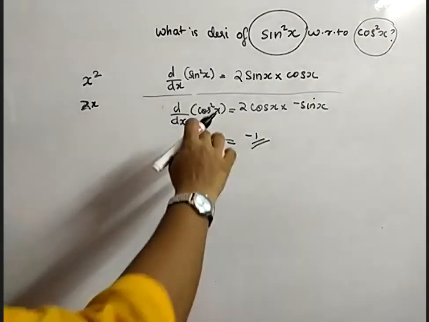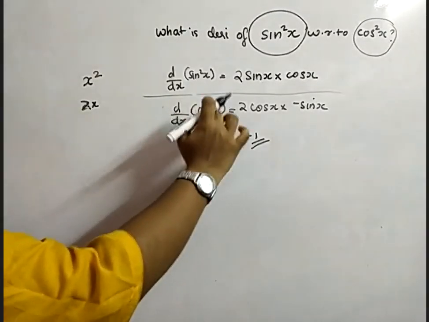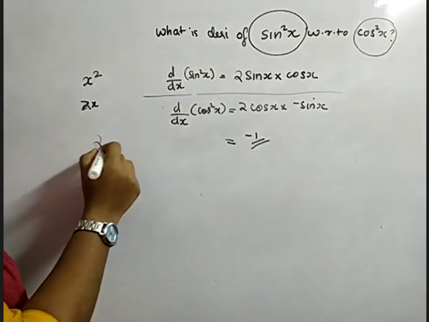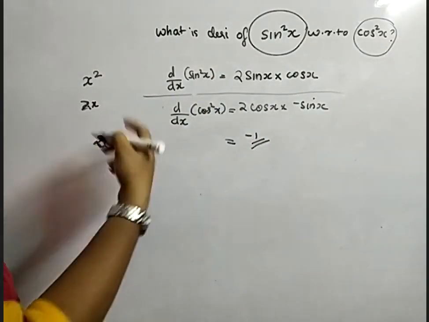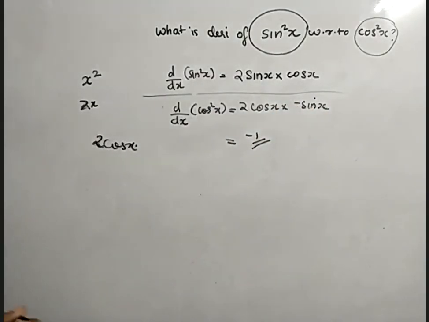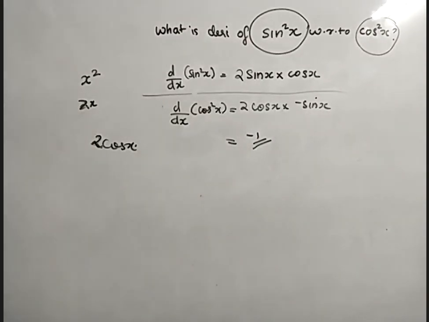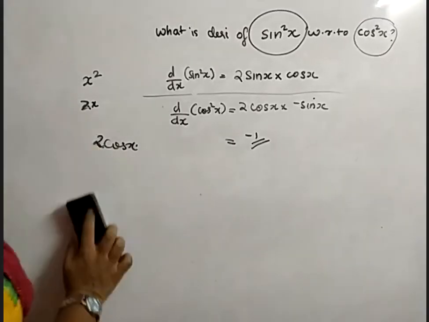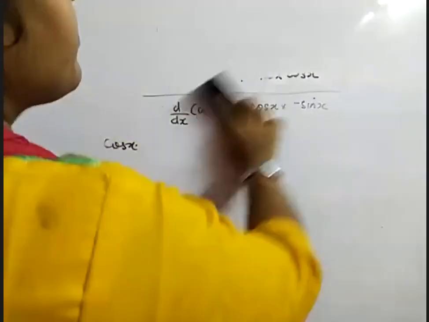Clear? Similarly, cos square x, if I am doing, what is the derivative of cos square? This is square, no? So 2 cos x into derivative of cos x, minus sin x. Clear? Yes, ma'am. Okay. Now write down the next. Before going to the question, just see this one.